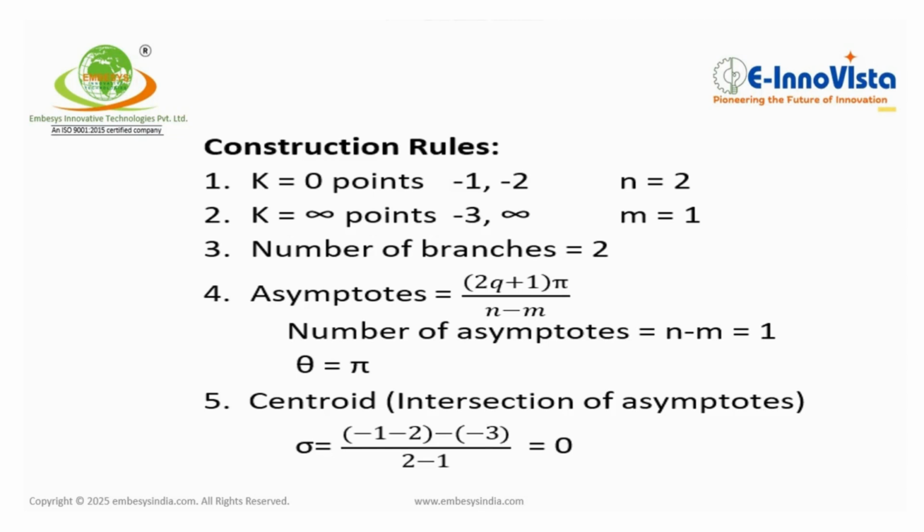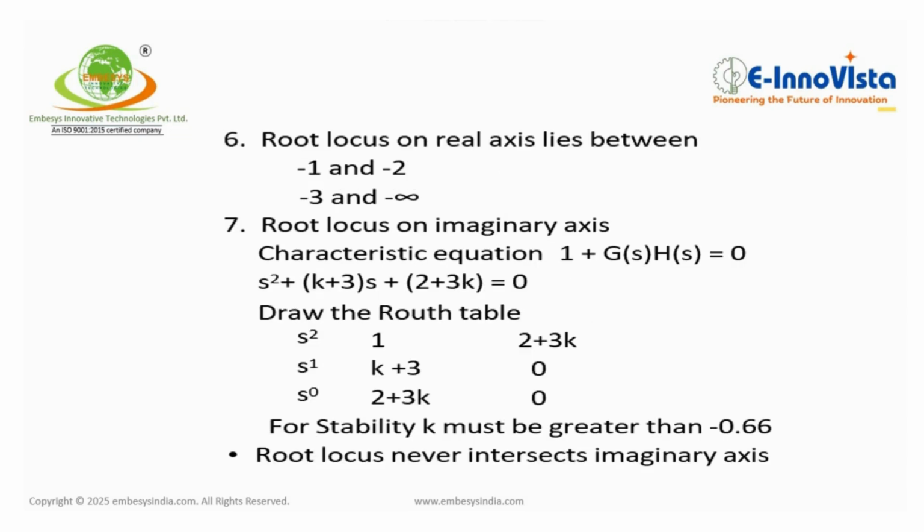The next is the centroid. We measure the centroid in the graphical representation of the root locus as the point of intersection of asymptotes. So sigma, the centroid: minus 1 and minus 2 are the poles, minus 3 is the zero, divided by the difference between the number of poles and zeros, which is 2 minus 1. So the centroid value here is 0. And then the root locus on the real axis lies between minus 1 and minus 2, and the other is minus 3 to minus infinity.